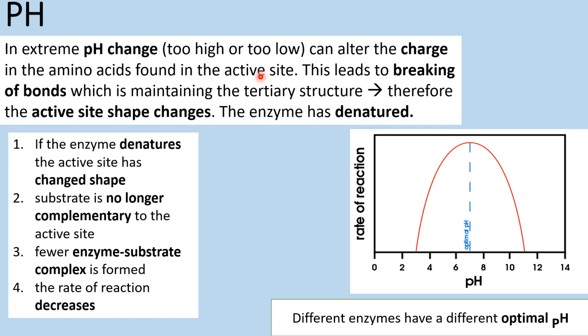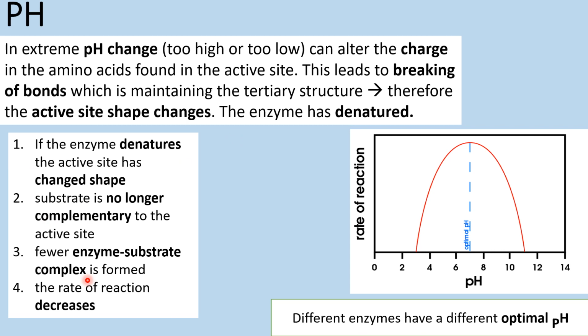If the charges of the amino acids change, this leads to the breaking of the bonds which are maintaining the tertiary structure. And we mentioned this bond: you need to specify which bonds, examples of bonds such as hydrogen bond, ionic bond. If you have broken the bond, that means the active site has changed shape, which means the enzyme is now denatured. And then, if it's denatured, you will not have substrate fitting in, which means you will have fewer enzyme substrate complexes, and the rate of reaction will decrease.